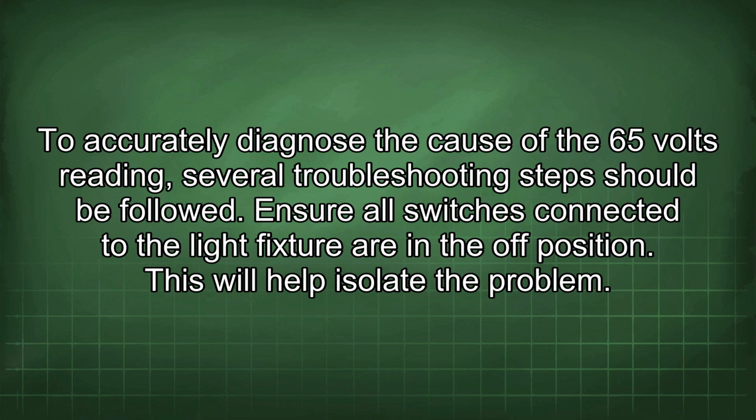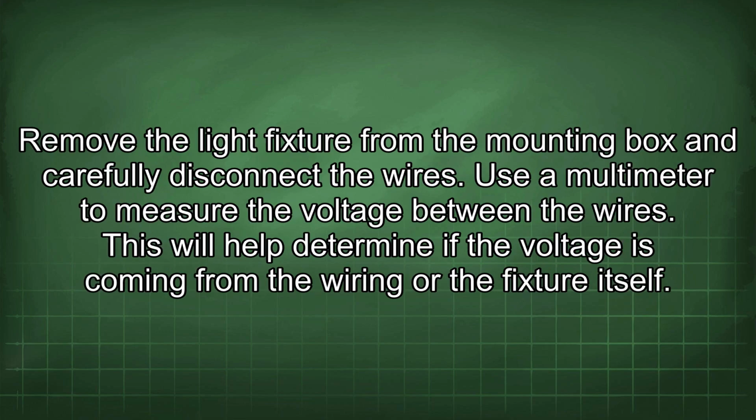To accurately diagnose the cause of the 65 volts reading, several troubleshooting steps should be followed. Ensure all switches connected to the light fixture are in the off position. This will help isolate the problem. Remove the light fixture from the mounting box and carefully disconnect the wires. Use a multimeter to measure the voltage between the wires. This will help determine if the voltage is coming from the wiring or the fixture itself.